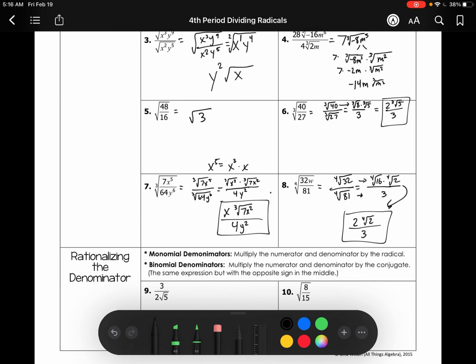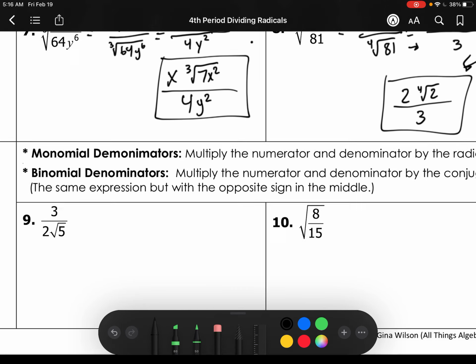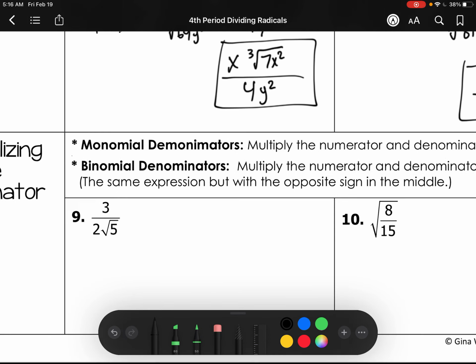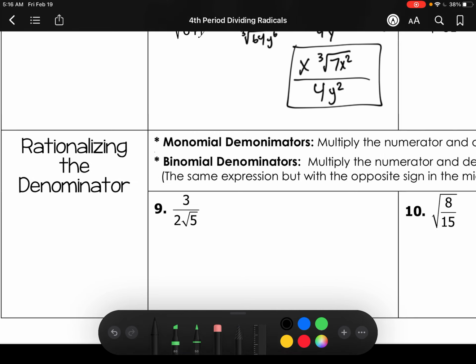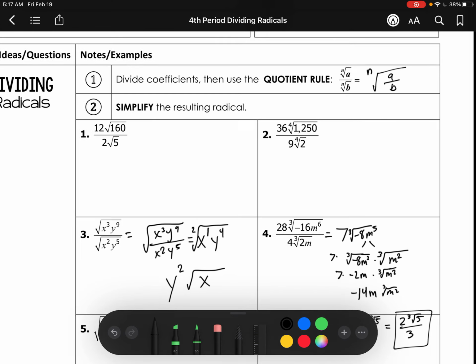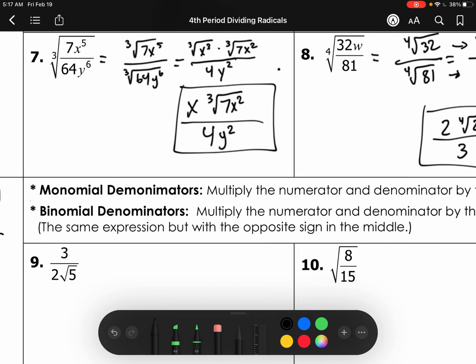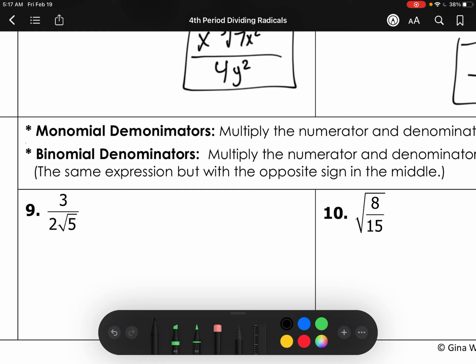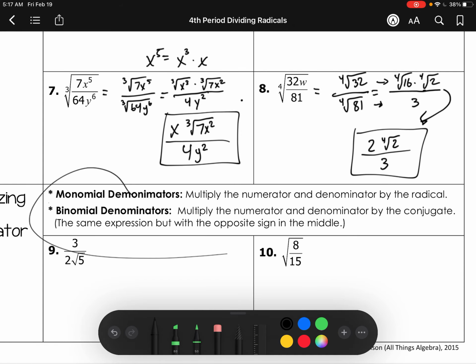Hope those made sense. Let me know on Monday if you have any questions on any of these. And next, we're going to be rationalizing the denominator. So these examples are going to be very similar. They're going to be the same as this, except the only difference is we're going to have a radical in our denominator. And if you remember back to Algebra 1, you cannot have a radical in your denominator. So we're going to need to rationalize, which means that we're essentially getting rid of the radical in our denominator. And the way that we're going to do that is we have a couple steps here.